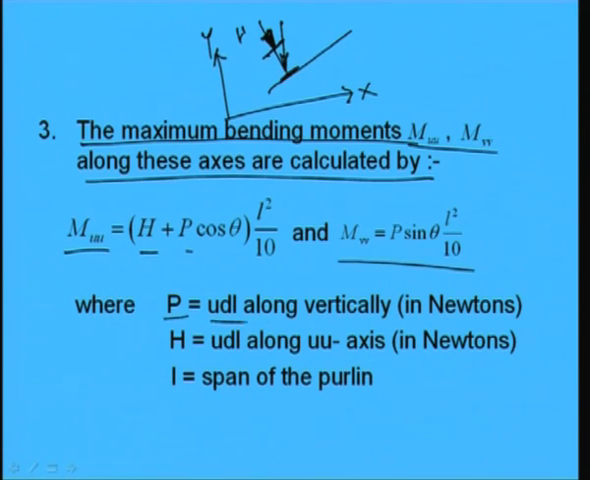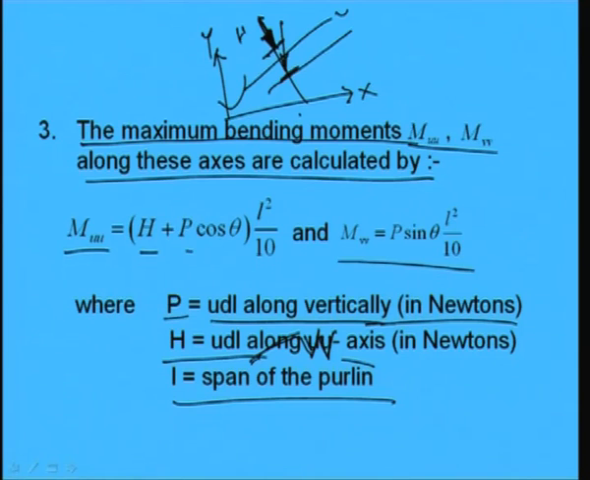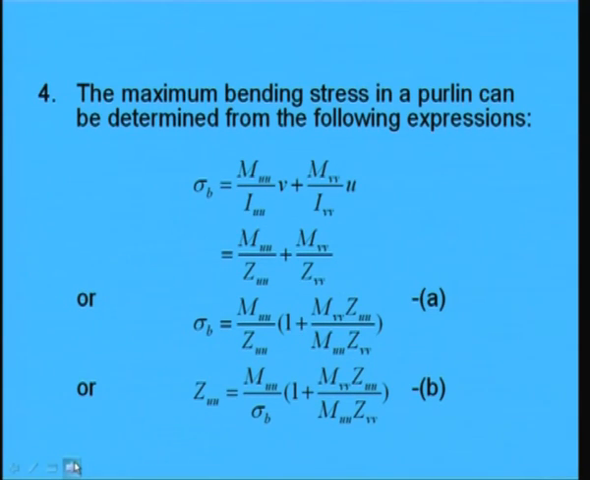So, P is the UDL along the vertical, and H is the UDL normal to the UU axis, that is, along the VV axis, or perpendicular to the UU axis, and L is the span of the purlin, right. So now we can find out the bending stress in a purlin, which can be determined from this equation.